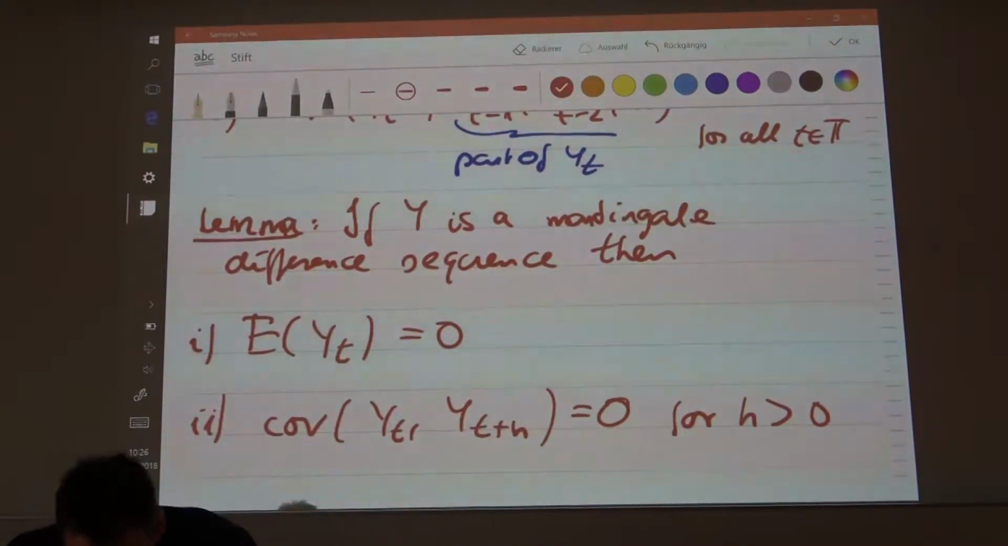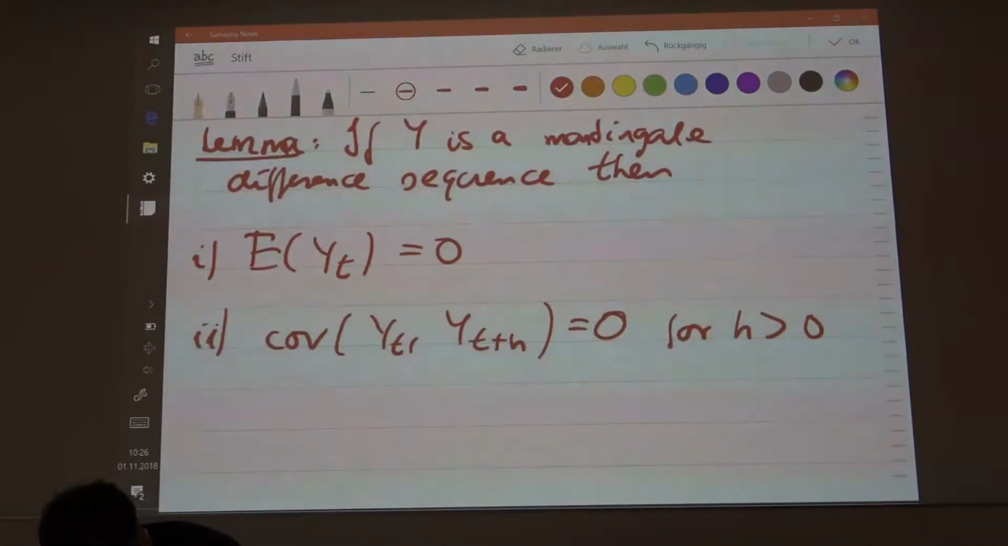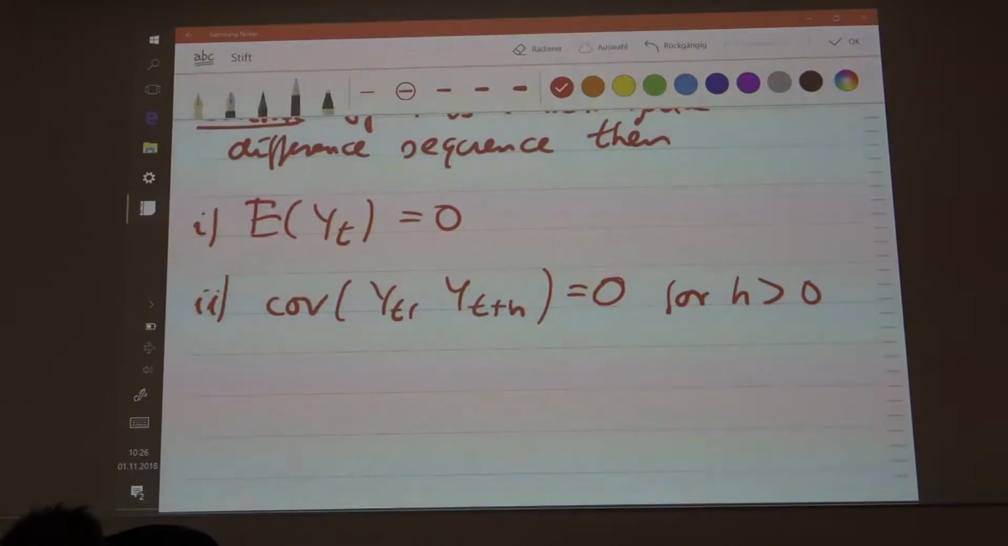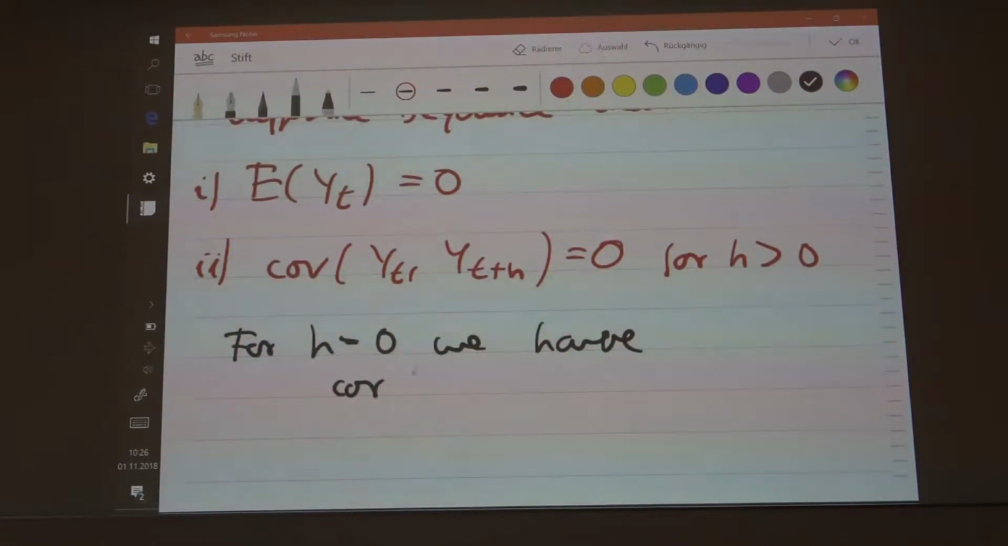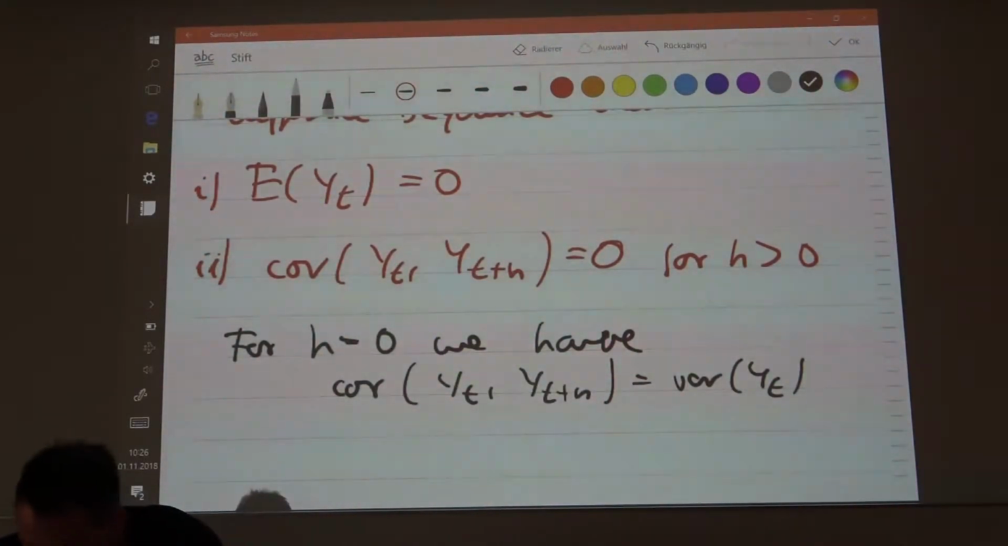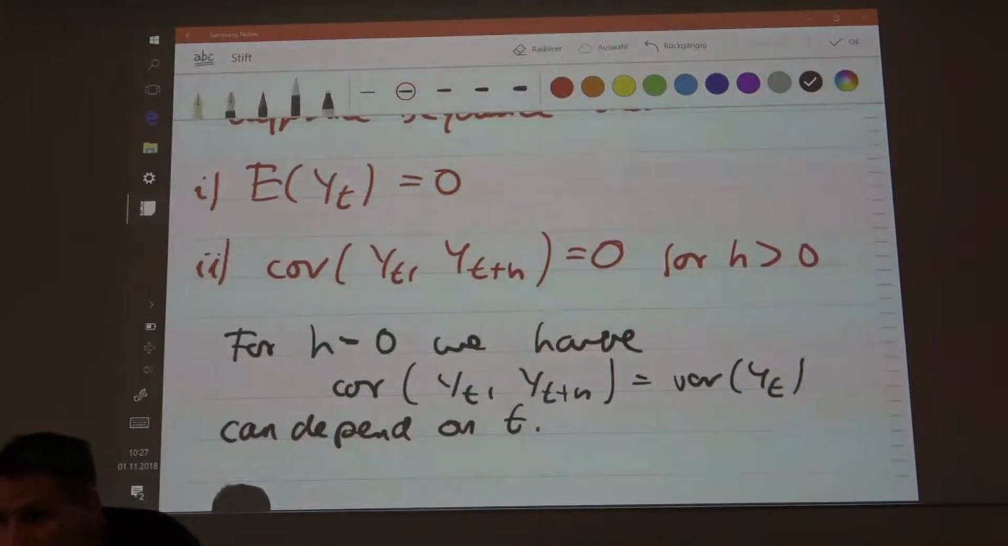Now you have to notice that the Martingale difference sequence is not necessarily stationary in general, because of the autocovariance for h equals 0. The covariance of the process is going to be equal to the variance. The point is that the variance can depend on time. There are no restrictions regarding this issue.